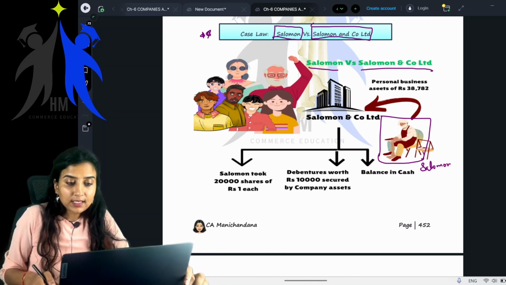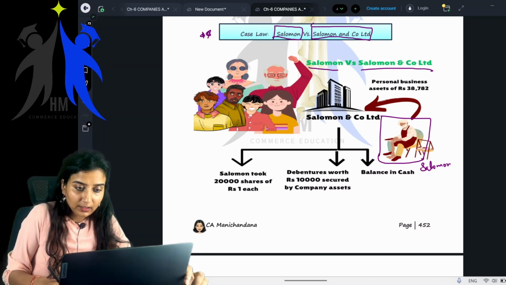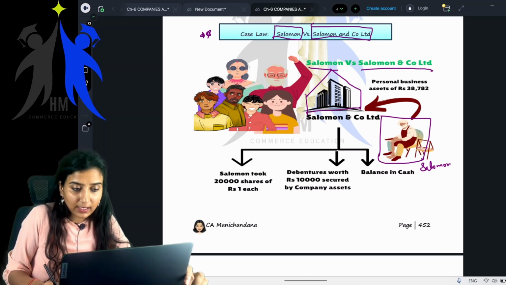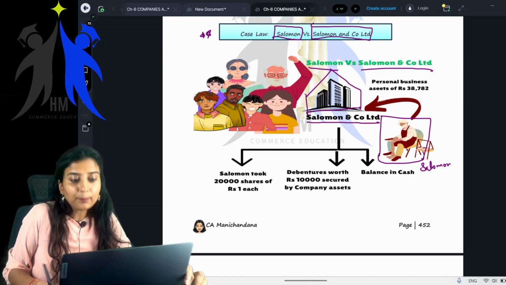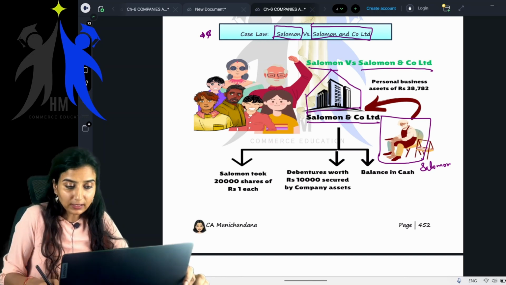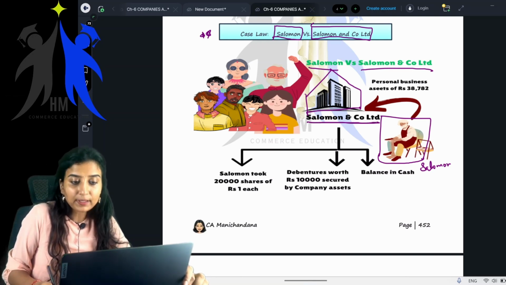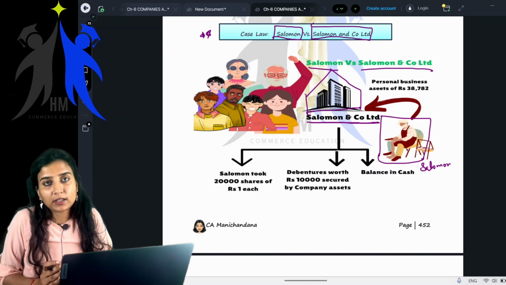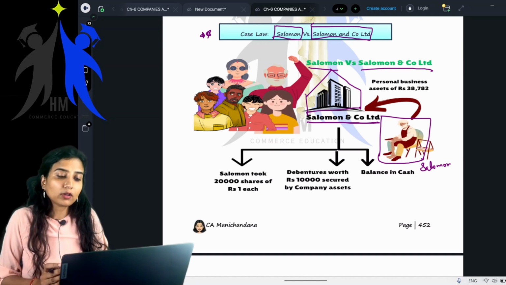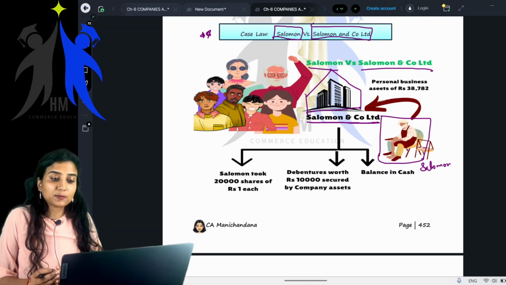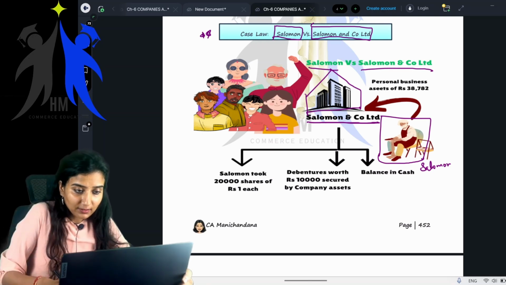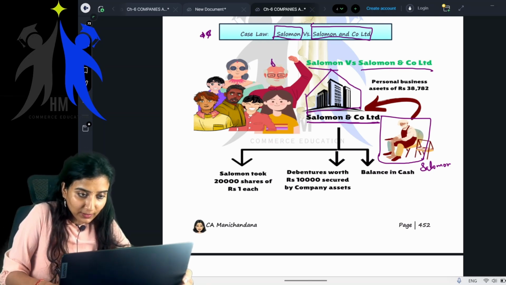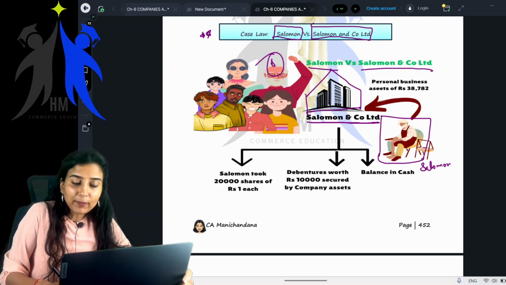Now, what he does is he forms a company. He registers or incorporates a company. Who, ma'am? Mr. Salomon. He incorporates a company called Salomon and Company Limited. What is the name of the company, children? The name of the company is Salomon and Company Limited. Ma'am, who are the shareholders of this particular company? Who are the members or the shareholders? See, this person again here, Salomon. Yes, he is a member and shareholder of the company.